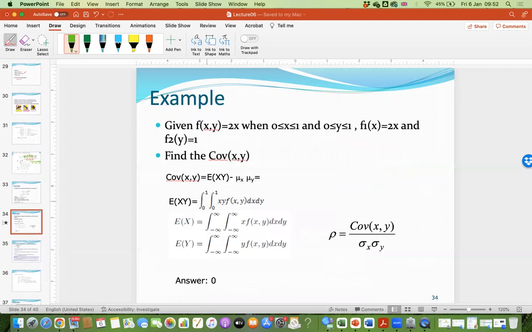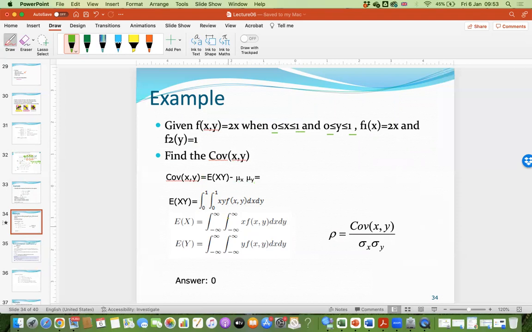Okay, given that f(x,y) equals 2x, when the condition is x from 0 to 1, y from 0 to 1, my f1(x) is 2x and my f2(y) is 1. Find the covariance of x and y. I know that the covariance is the mean of xy minus the mean of x times the mean of y. Right.